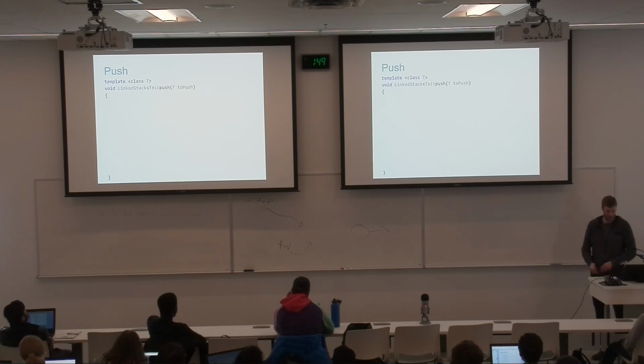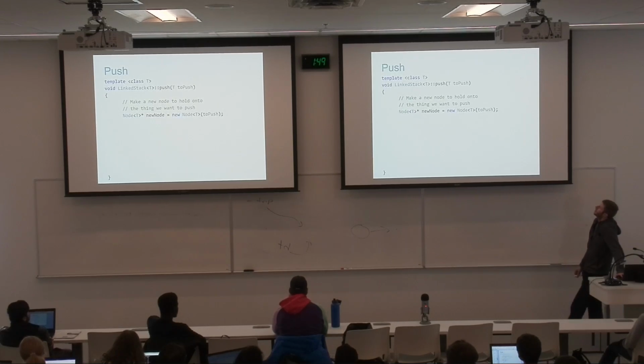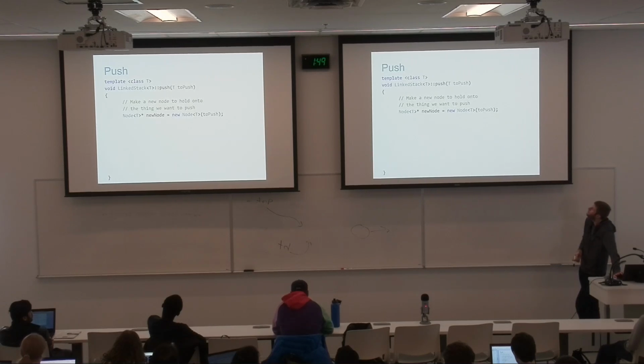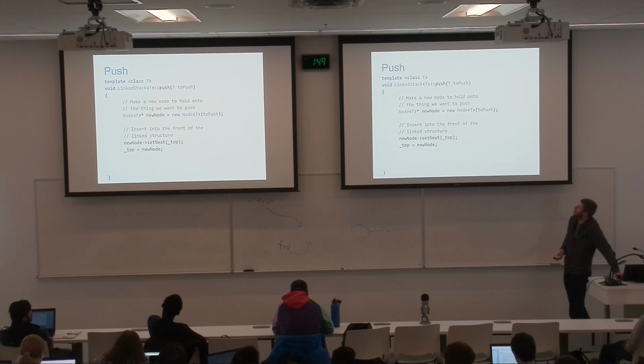Push. Okay, all right, well, what are we going to do? Create a new node with the thing we want to push. I don't know what the type is, I just pass it along, create a node with that data in it. This is just calling the constructor, not the default constructor, in the node. A node of type T. Then I say new node, set its next to top.